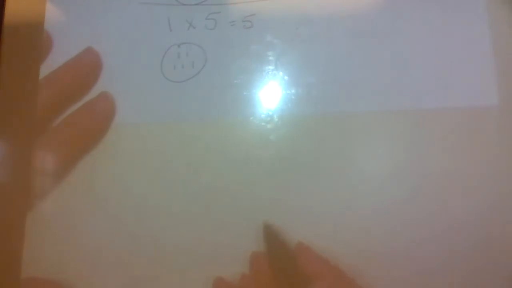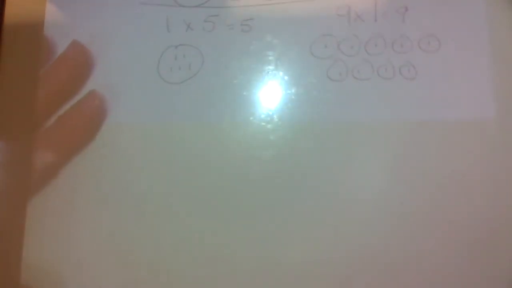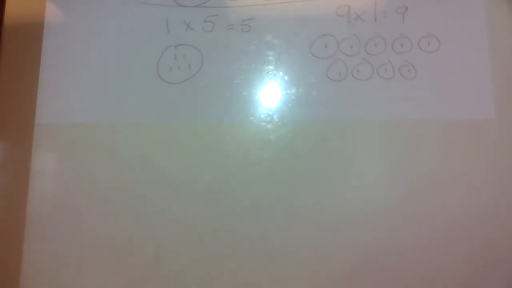What if I did 9 times 1? How many groups is that? 9 groups. 1, 2, 3, 4, 5, 6, 7, 8, 9. How many in each group? 1. 1, 2, 3, 4, 5, 6, 7, 8, 9. Here's the rule about times 1.